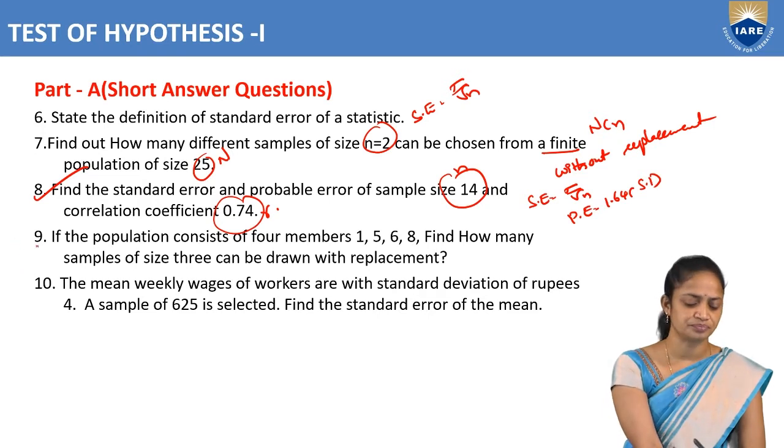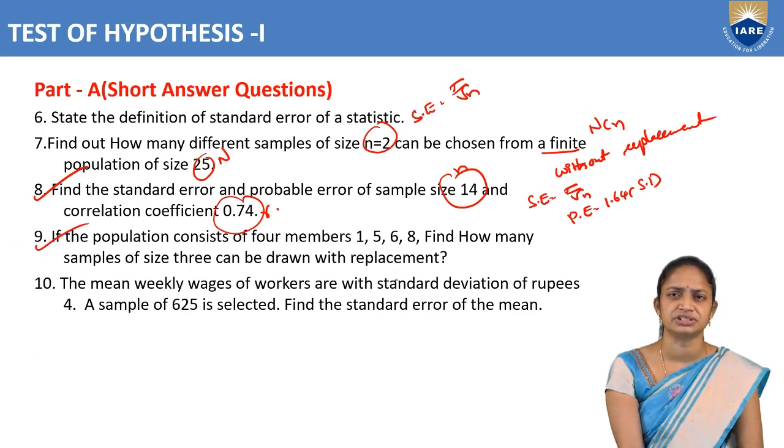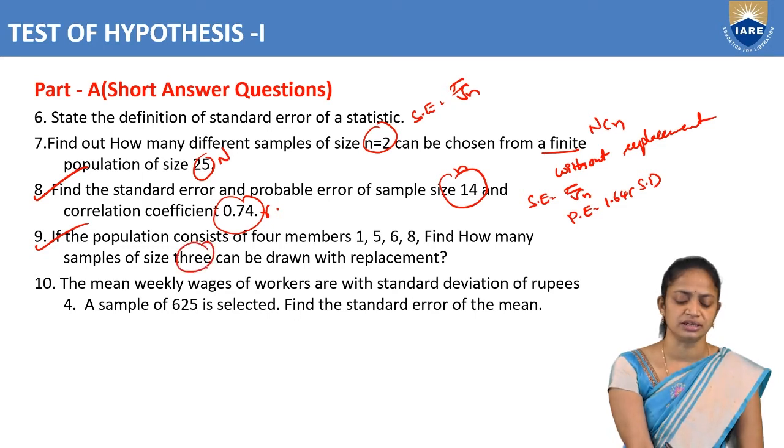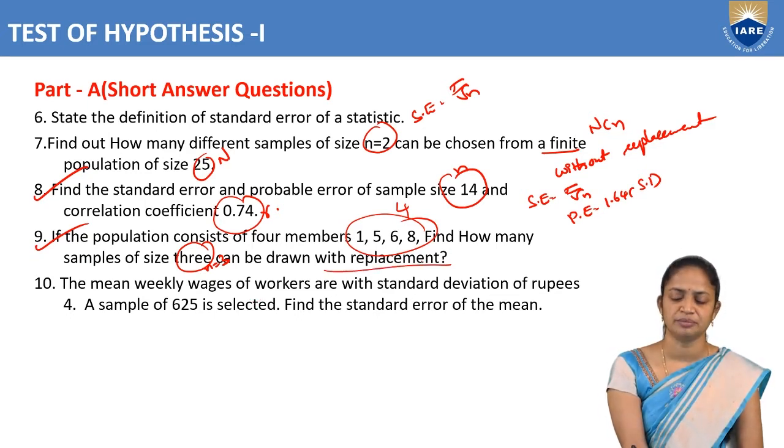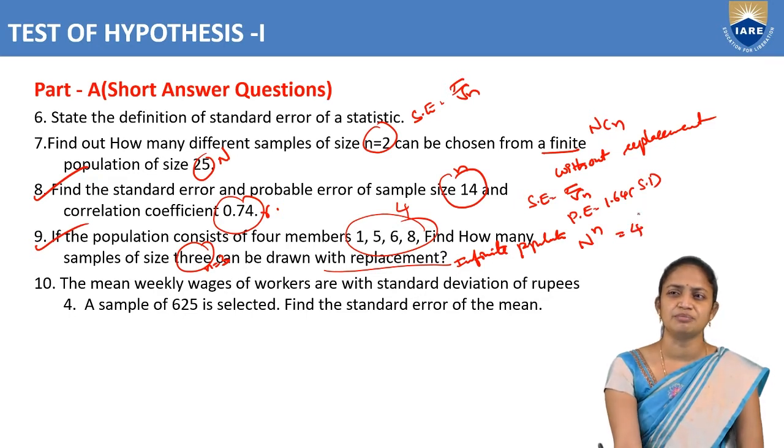Next question: if the population consists of 4 members, 1, 5, 6, 8, how many samples of size 3? Here small n equals 3, and they have given that capital N equals 4. Find how many samples of size 3 can be drawn with replacement. With replacement is nothing but infinite population. In infinite population, the formula is capital N power n. So here we have 4 elements and the sample size is 3.